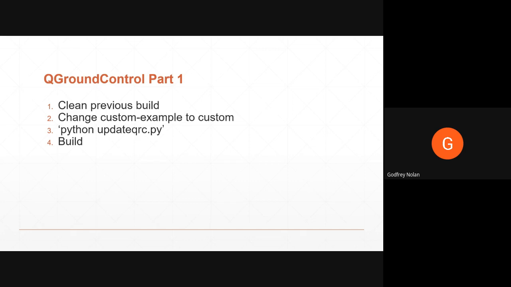And essentially what you do is you obviously clean the build, and then you change custom example to custom. You make your changes. We'll talk a little bit about what files you have to change. You run python update_qrc.py, and then you build, and this is all within the custom folder.